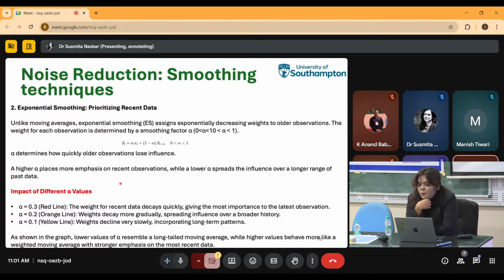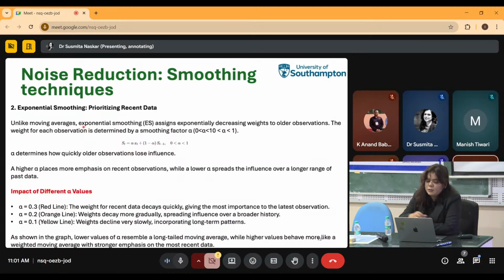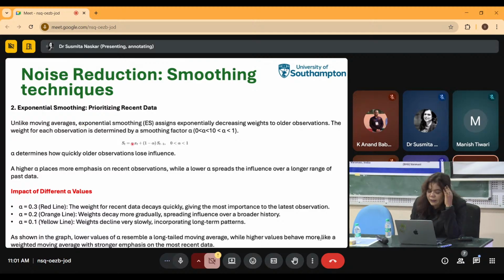Then another important one, if you see this one here, we are talking about the noise reduction method, right? Another important one is exponential smoothing. This is also like prioritizing the recent data, and we can represent it mathematically like this. Each new smoothed value is a blend of the last observation and the previous smooth. These are the two important factors for this kind of case.